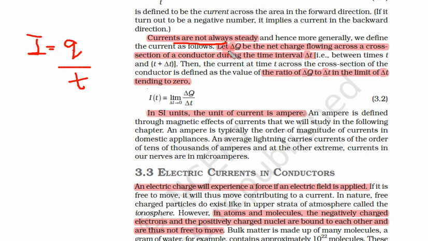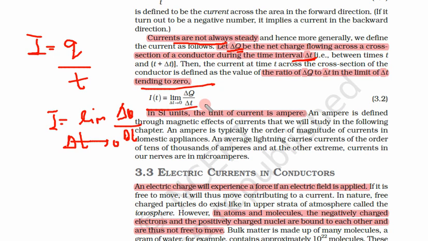Let us say for a very small time delta t, delta q charge flows from left to right. In that time, the current will be equal to the limit as delta t tends to 0. That means in a very small time, delta q by delta t. This is the instantaneous current, or the actual formula of current, delta q by delta t. If we take these quantities to be very small, in infinitely small time, how much charge is transferred from one side to another, that is called current.